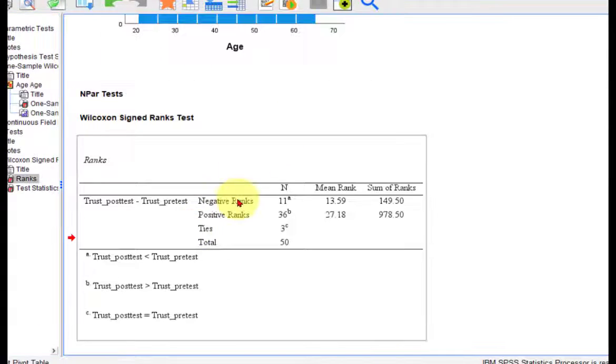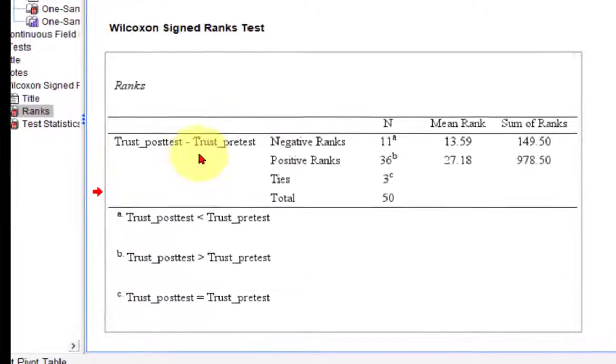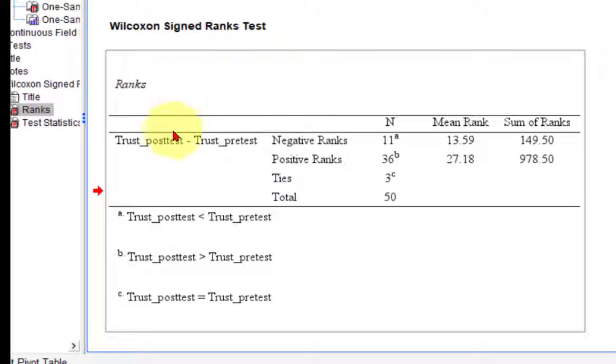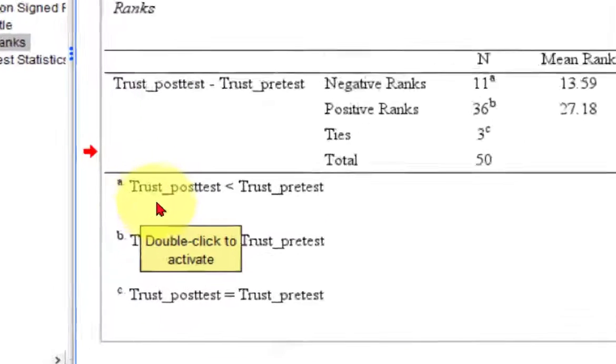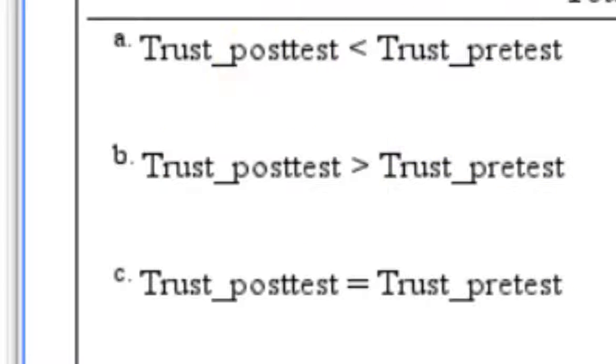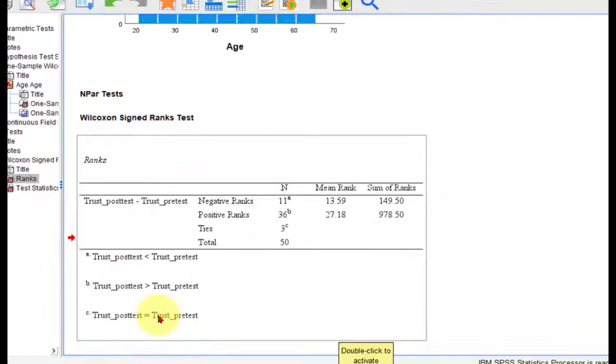So this outcome's a little bit tough. Right here it says trust post minus trust pre. So the difference between the two. Here's all your possible answers: that the post-test was less than the pre-test, the post-test was greater than the pre-test, and the post-test was equal to the pre-test. Let's start with this one down here. If these two were equal, when you subtracted them, then you should have got a 0. Right there should have been a 0 ranking here. But there is none, so that's not the case.